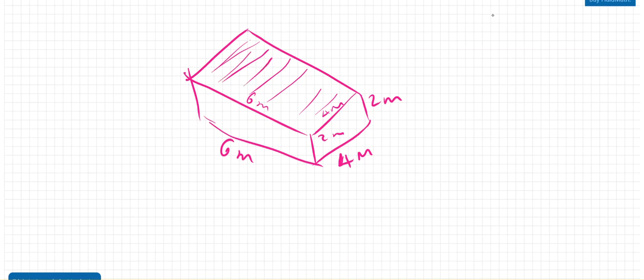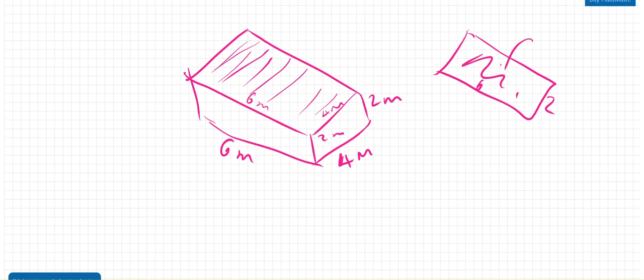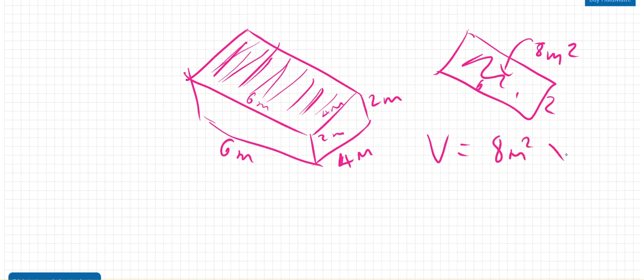So the area of this top rectangle, if I drew it separately, I'm dealing with this. I've got 6 times 2. So that area is going to be 8 meters squared. So the area of the top part. I've got that. So volume is going to be 8 meters squared. That's the area of the cross section times, what's the space between the top and the bottom? It is 2 meters. I can see that. So times it by 2. So V is equal to 8 times 2, which is just going to be 16 meters cubed. And that's the volume for that rectangular prism.